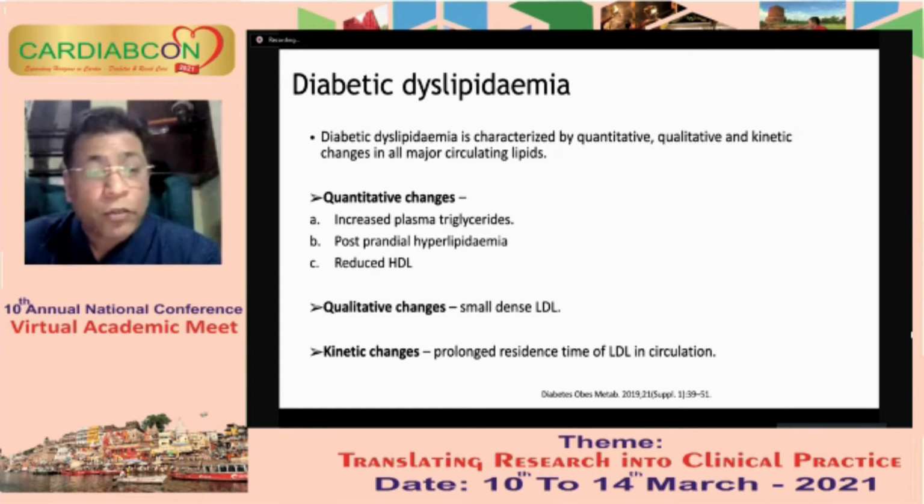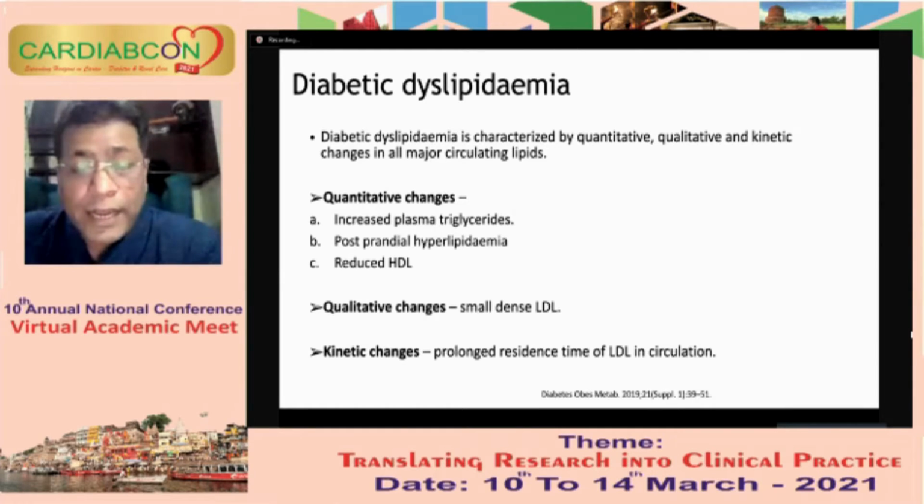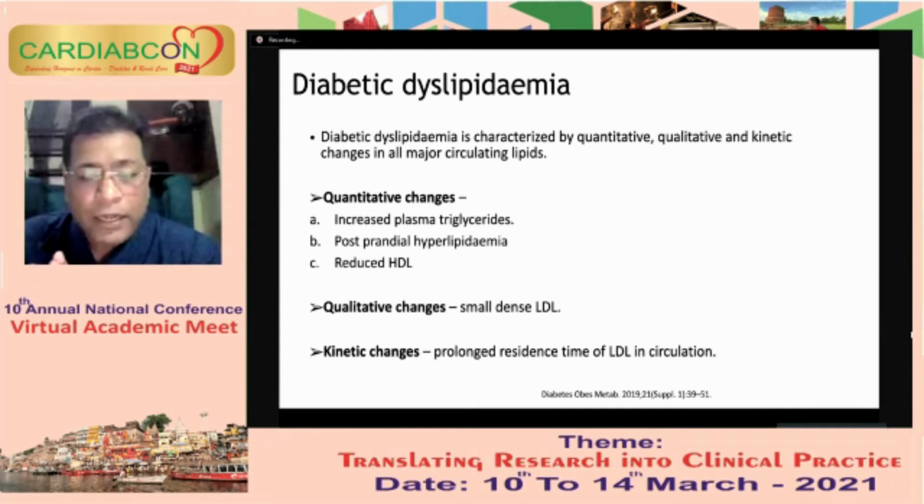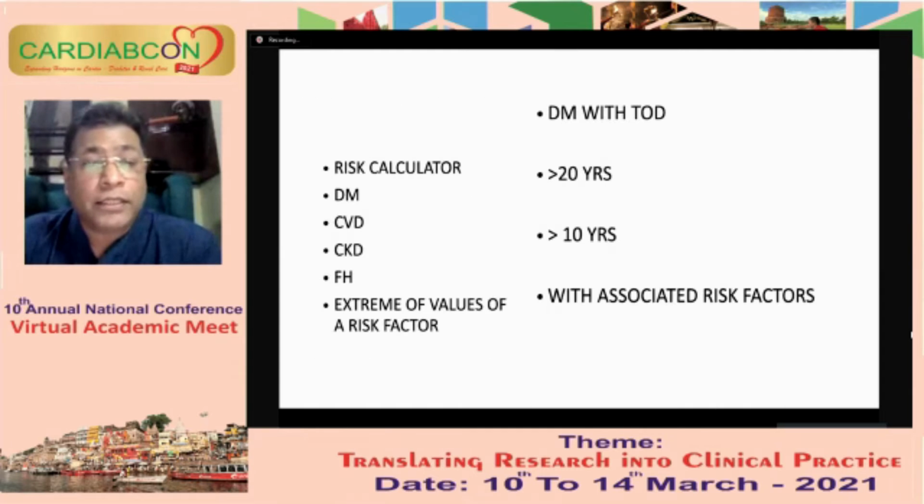In addition to qualitative and quantitative changes, there is an additional change called kinetic changes, which happens in diabetic dyslipidemia, and that is prolonged residence time of LDL in circulation. As we all know, the level of LDL and the duration of LDL are both very important in causing advanced atherosclerosis.